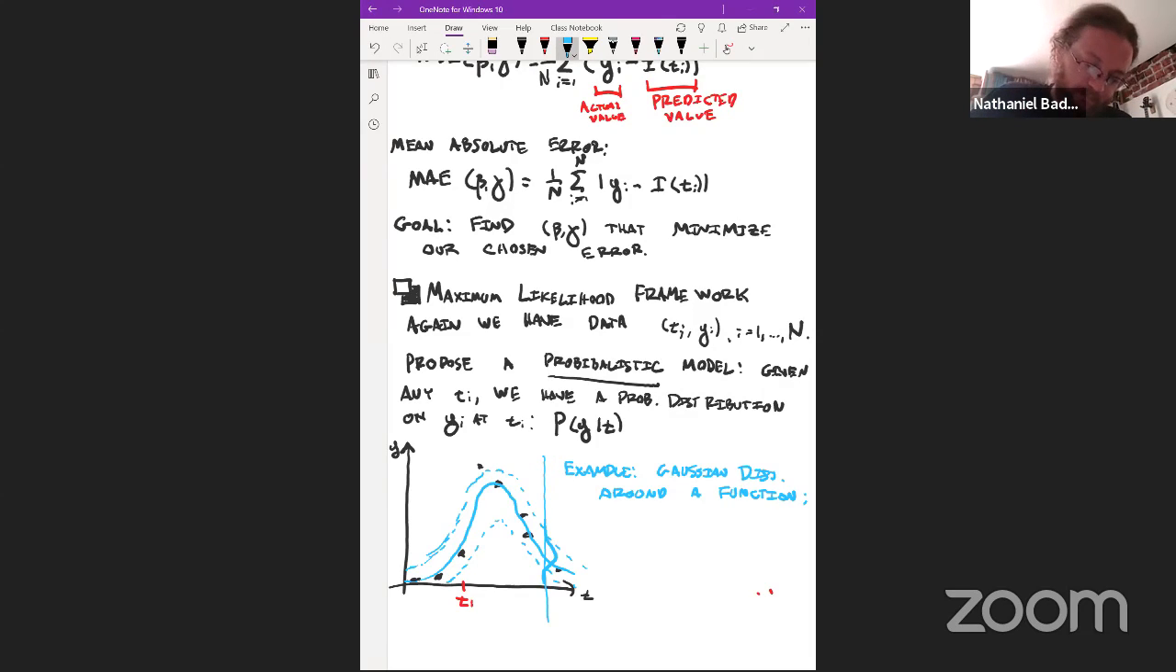So what would we want to say? The probability of y given t is something like the normal distribution on y with mean f(t) and sigma. So we will have to fit sigma, the standard deviation.